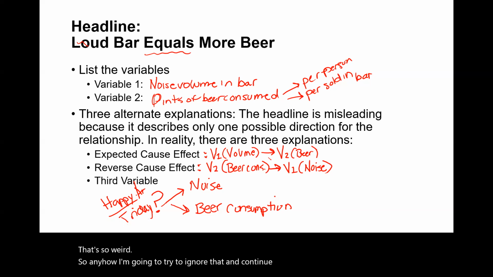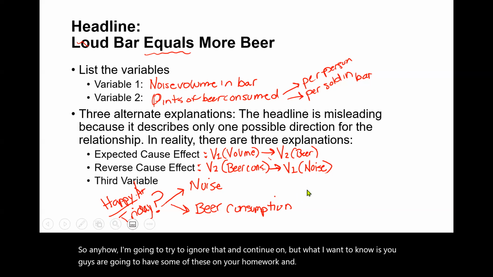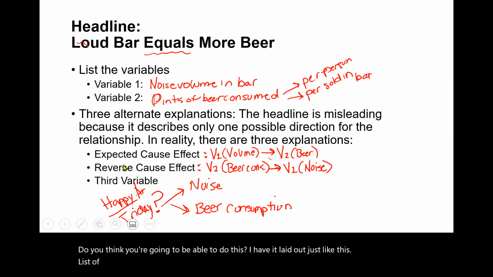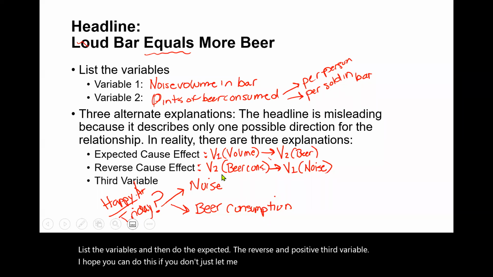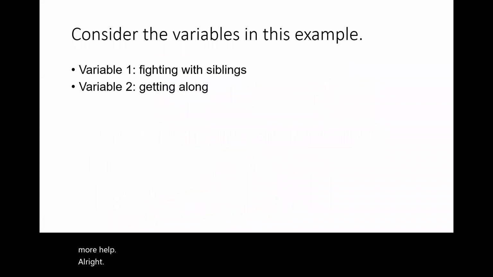But what I want to know is, you guys are going to have some of these on your homework. And do you think you're going to be able to do this? I have it laid out just like this. List of variables, and then do the expected, the reverse, and posit a third variable. I hope you can do this. If you don't, just let me know at some point here so I can give you some more help. All right. We can still get that in.